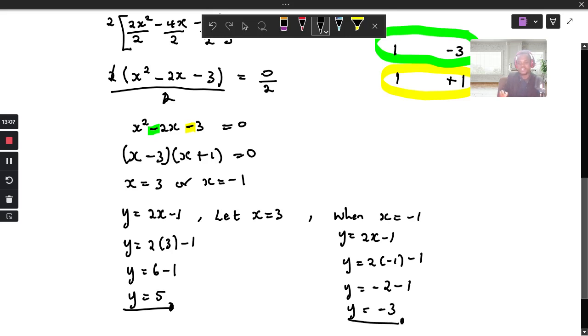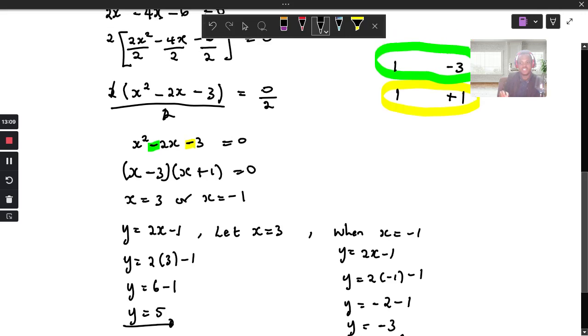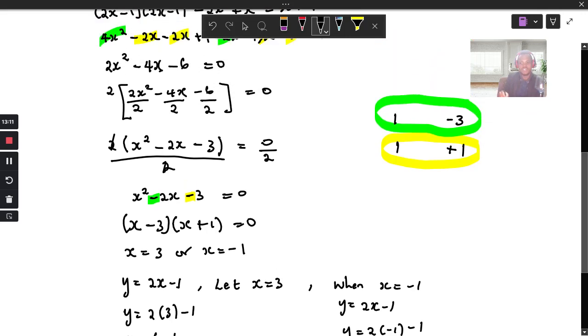So as the result, you did manage to find the possible outcomes for x and y using simultaneous equations.